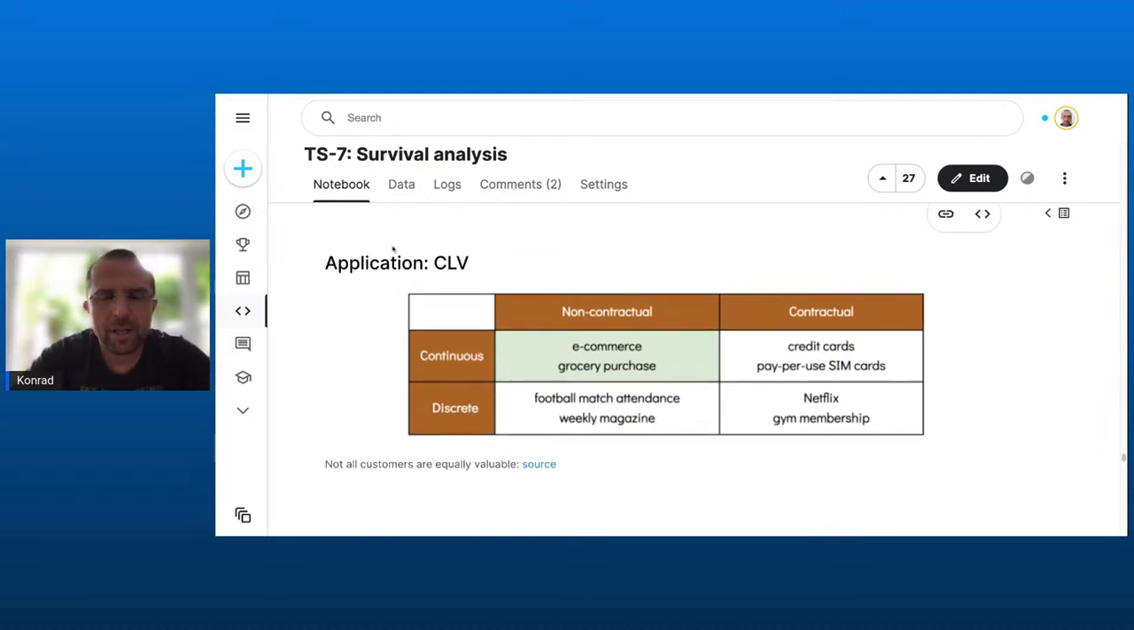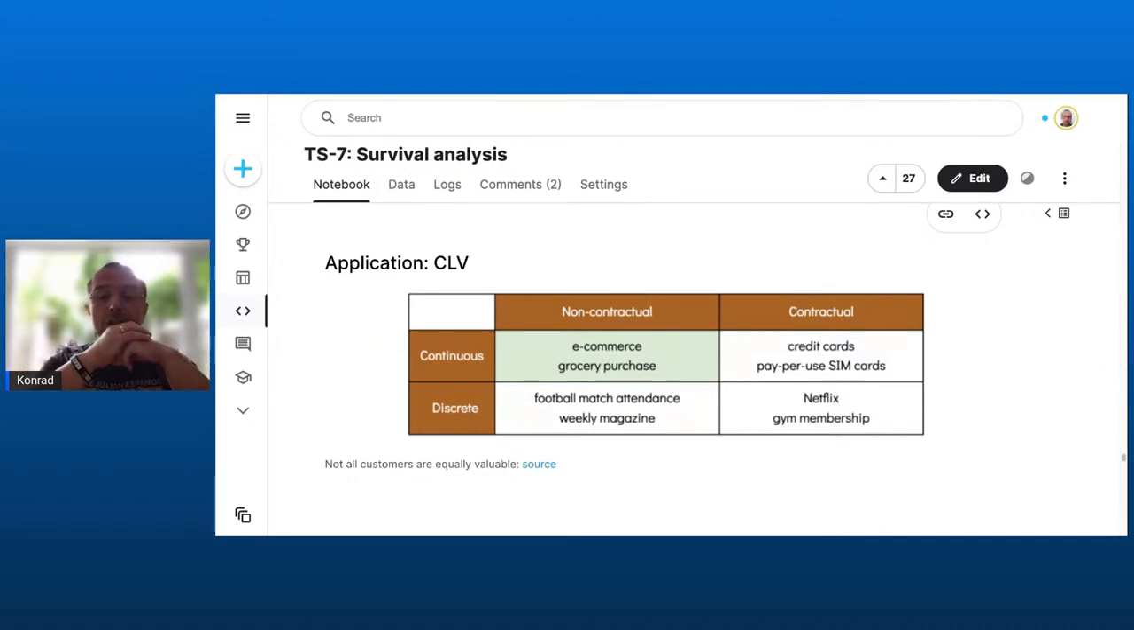A final application that we'll talk about for survival models is customer lifetime value. That is a pretty popular topic if you're dealing with anything related to e-commerce or the kinds of business that I am mentioning here as examples.